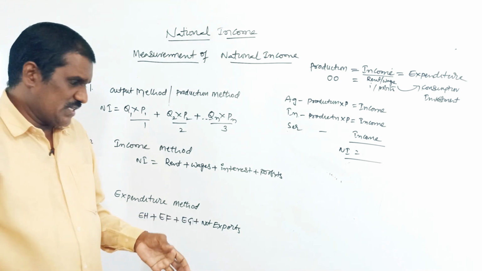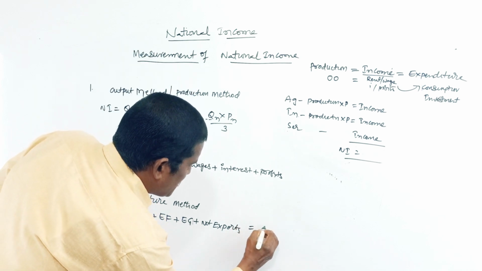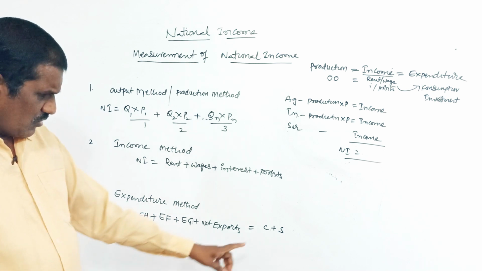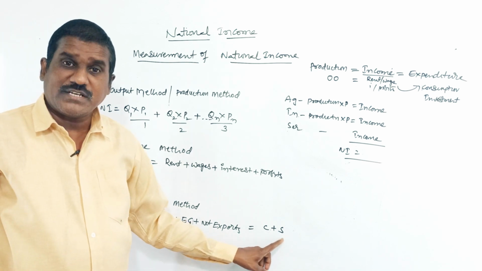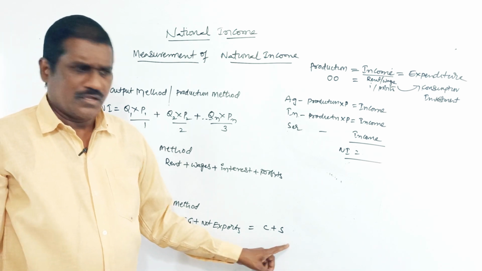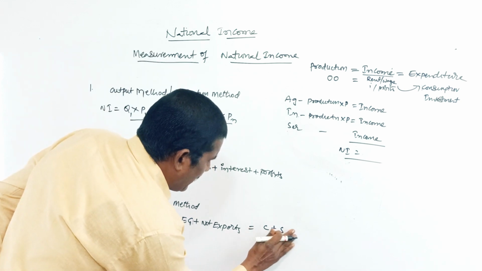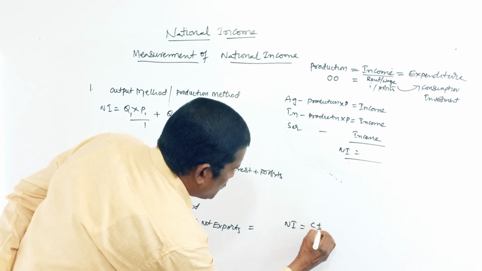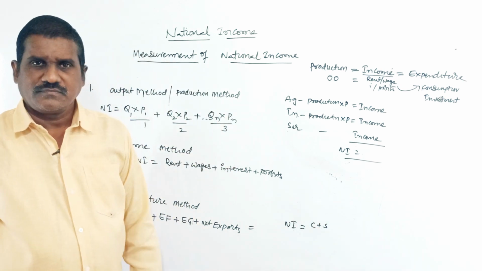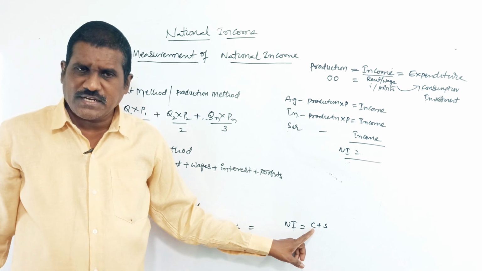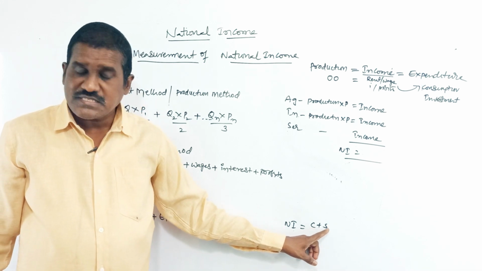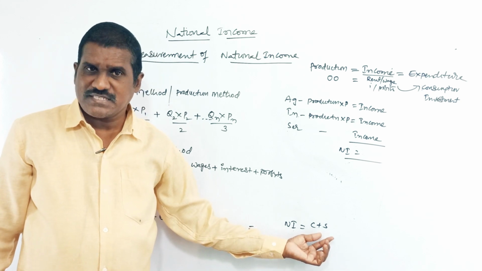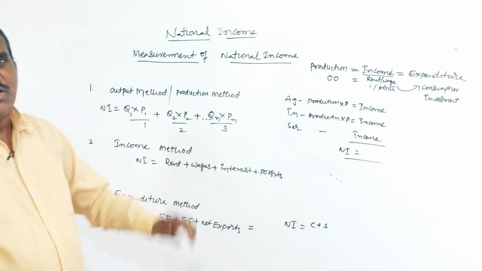Net exports, when we calculate the expenditure method. So in the expenditure method, it is C plus S. What is the consumption level and what is the saving level? So national income here is equal to consumption plus saving. What is the consumption of the total population of the country? And what is the saving of the total population of the country? When we calculate C plus S, we get the national income.